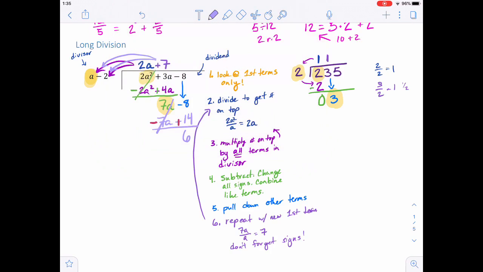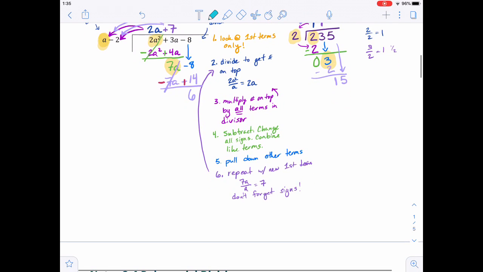So let's sort of catch up here. We do 1 times 2, 2. We subtract, we get 1. Here we would pull this down and we get 15, right? Then we would keep going. Rinse and repeat. Our new term over here is 6. What's 6 divided by a? Whoop, can't do that. That means we're done. We can't divide anymore.